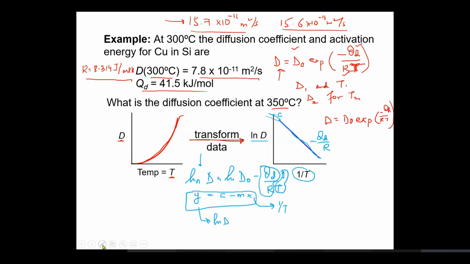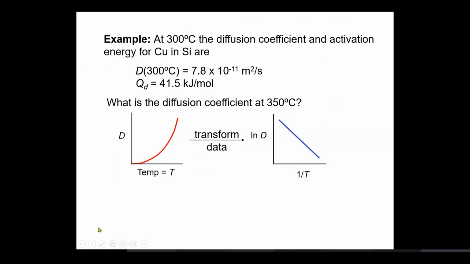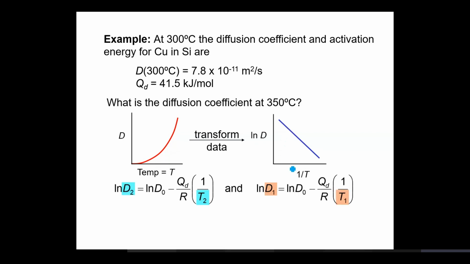Now with this equation, what we can do essentially is write two equations. We had two points given to us, D1 and D2. For point 1, they are given to you: 300 degrees centigrade and 7.8 into 10 to the power minus 11 meters square per second. That is the D1 value. For the second state, you have been given the temperature, which is 350 degrees centigrade, and D2 is to be calculated.